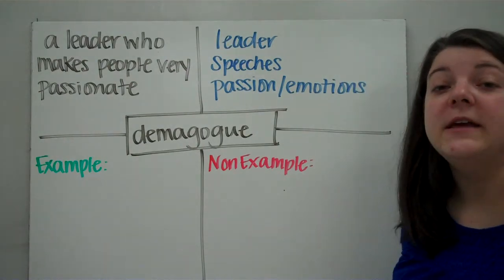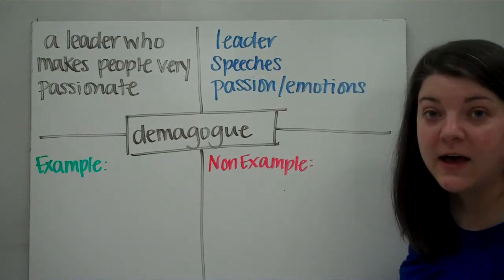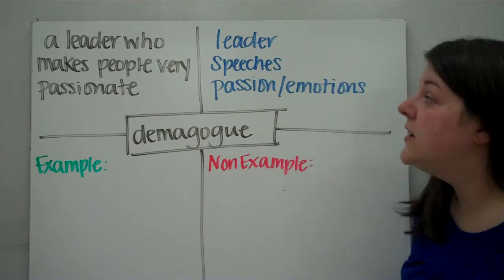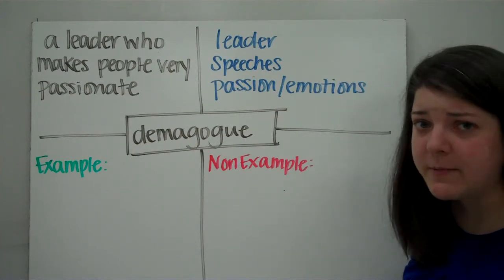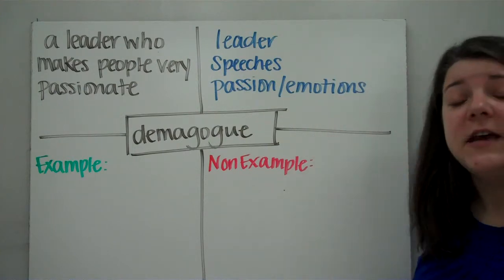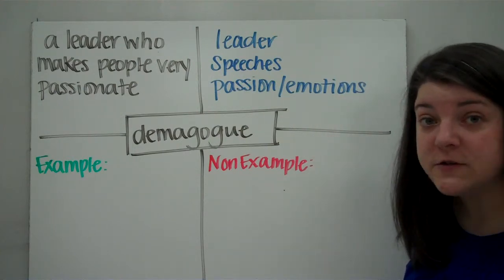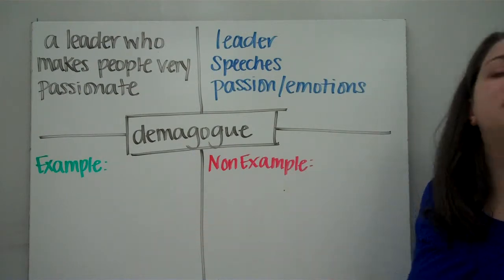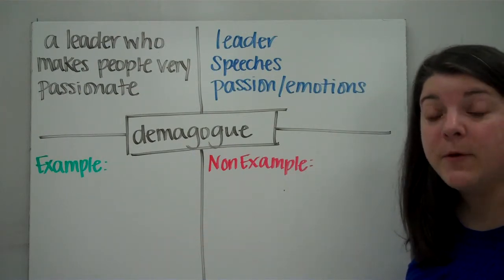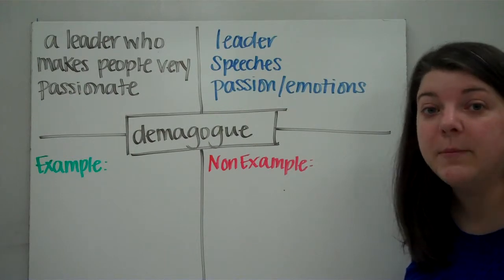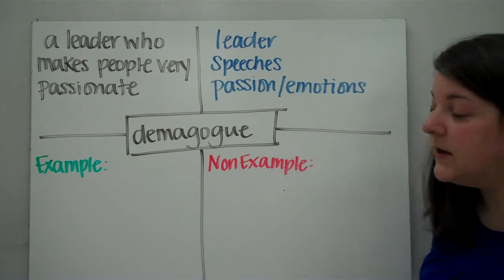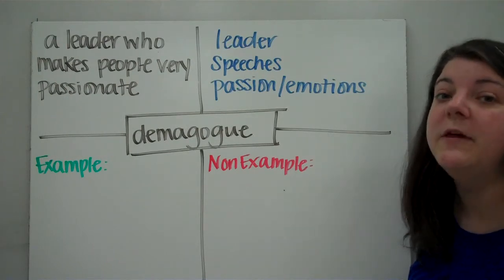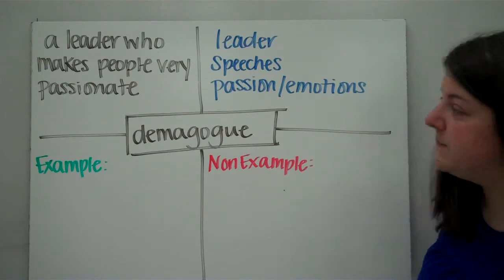Our next word for the week is demagogue. A demagogue is a leader who causes people to become very passionate. So they're going to be a leader, they're probably going to give speeches, and then on top of that, they're going to cause people's passions and emotions to run high. So give me an example that you can think of a person who causes these things. That person would be a demagogue. Now give me an example of someone who does not. That person would be the opposite of a demagogue.